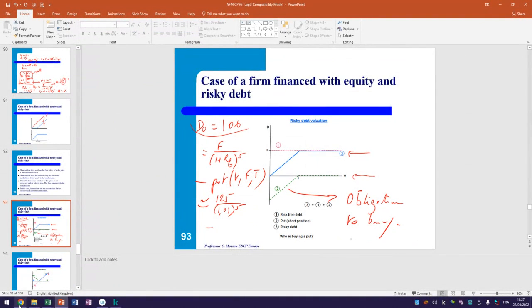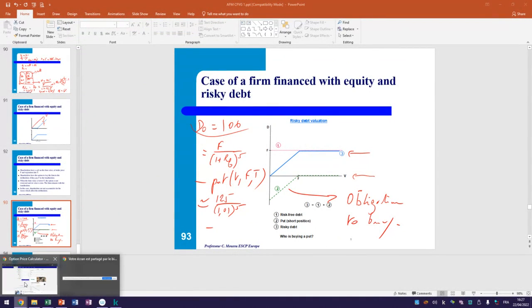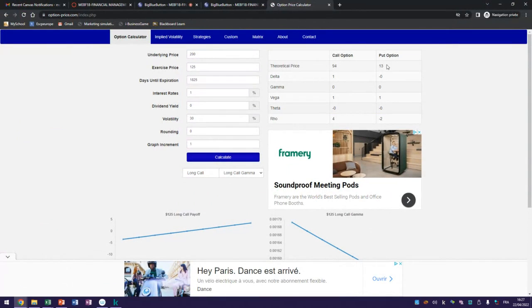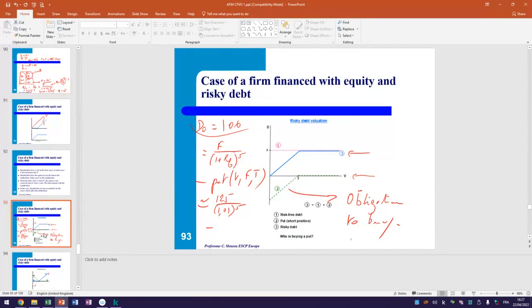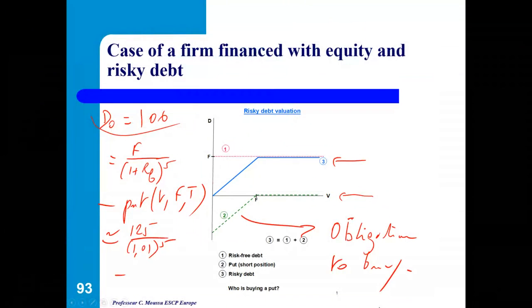Okay, so the value of the put here. The value of the put is 13. Anyway, it's going to be approximate because I don't have the rounding, so it's not very precise. But if you compute that, 125 discounted at 1% over 5 years, so this is the risk-free rate, minus 13, the put is going to be the value of the debt.